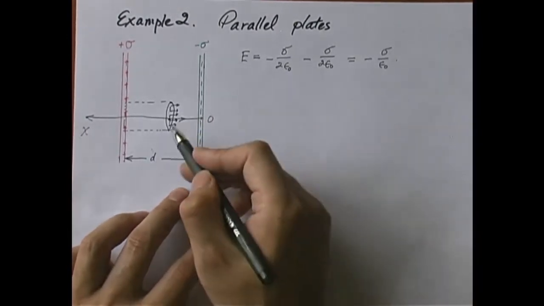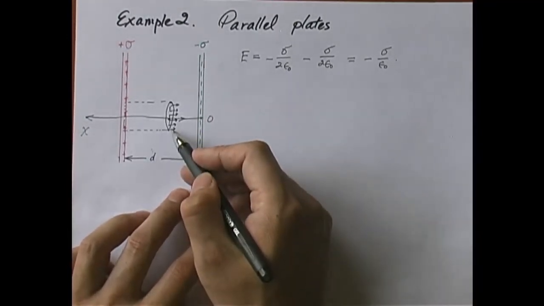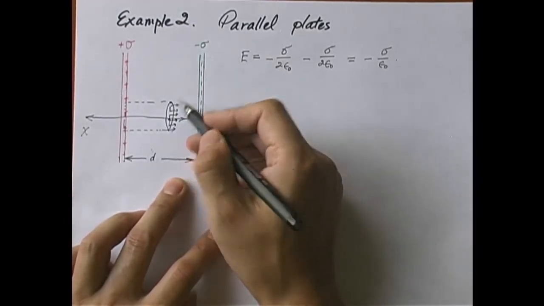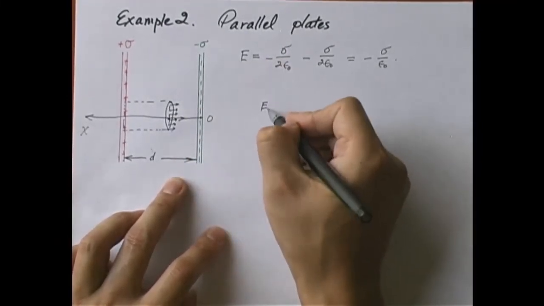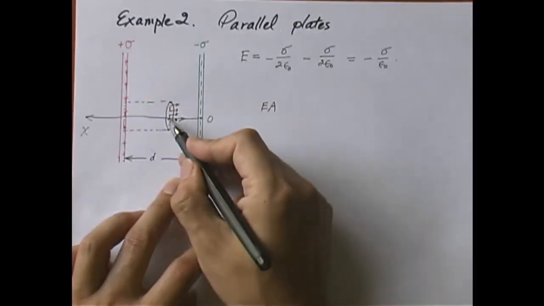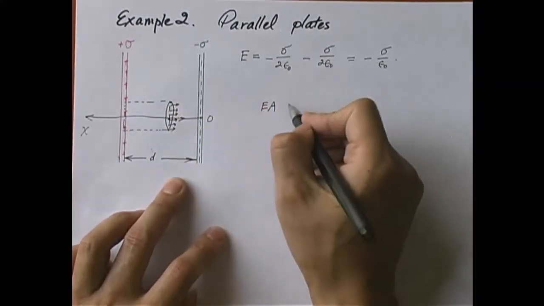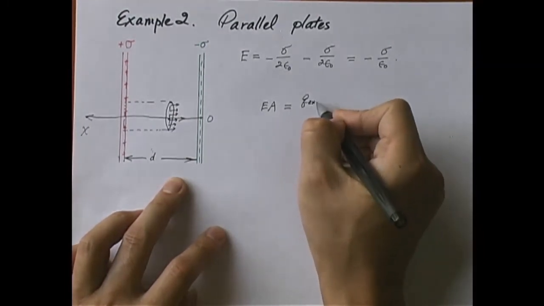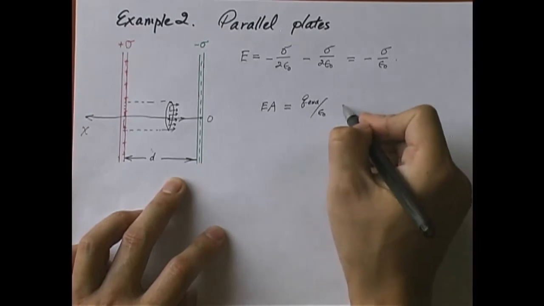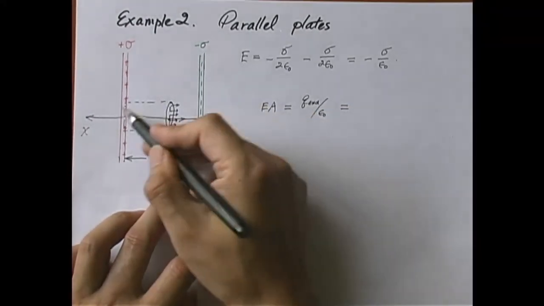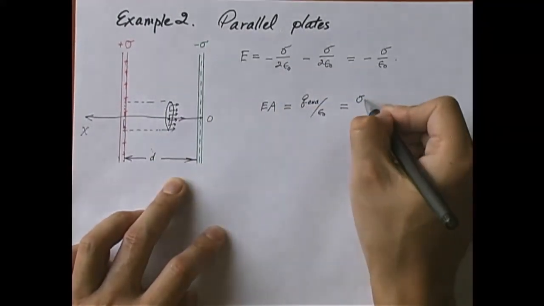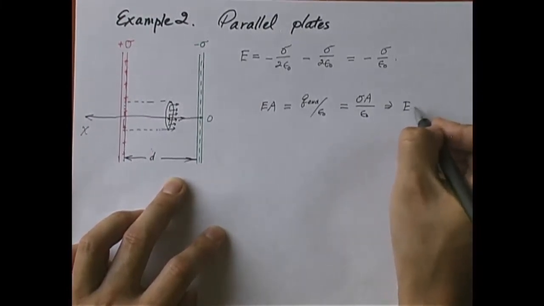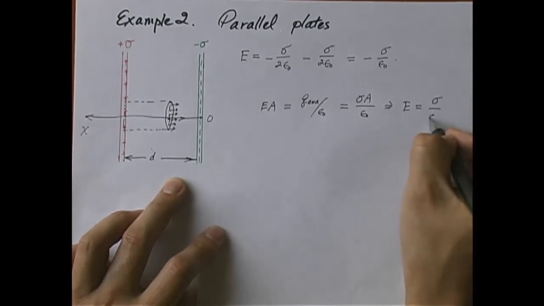So, just like how we calculate the electrostatic field outside an ideal conductor, if the area of the top is A, then the flux is E times A. It's the flux through the entire cylinder, not just through the top, because there is no flux anywhere else. And that equals charge enclosed divided by epsilon naught. The charge enclosed is sigma times the same area A, so sigma A over epsilon naught, and therefore E equals sigma over epsilon naught.